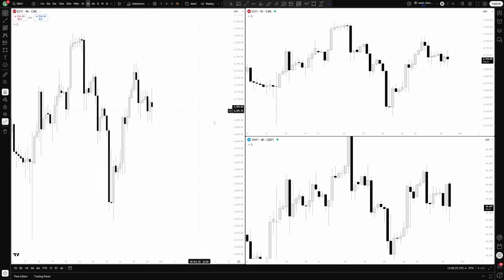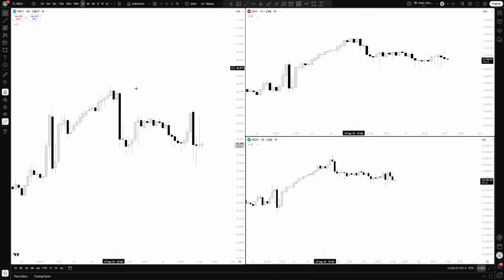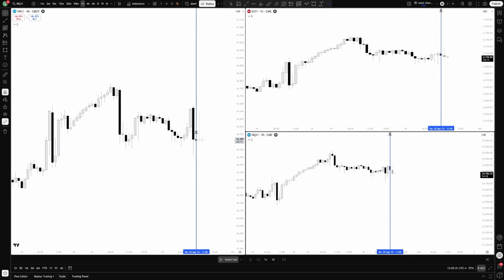On my big screen here on the left, I'm going to have YM. On the bottom right, I'm going to have NQ. Here, I'm going to have ES. Let me replay price here.